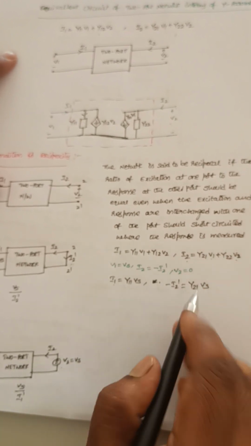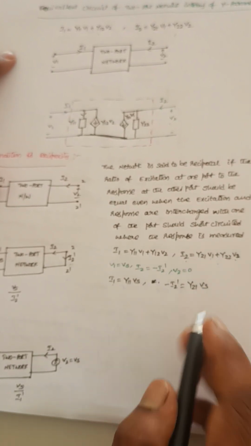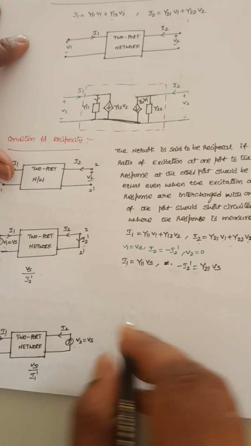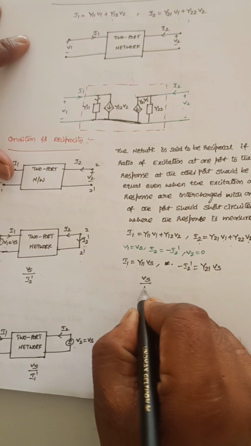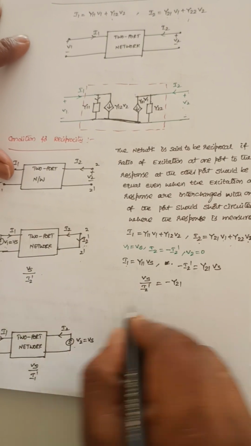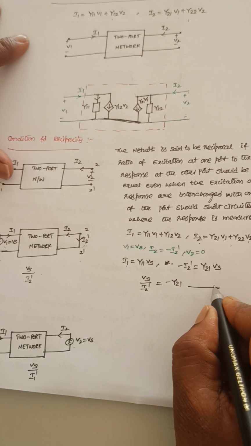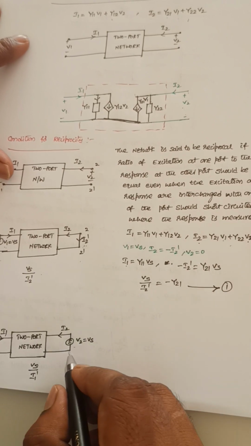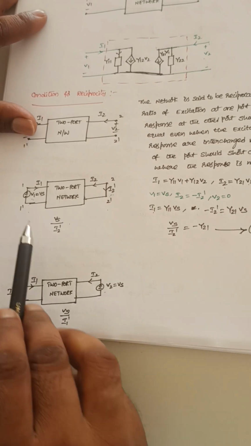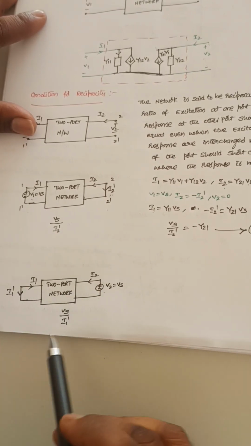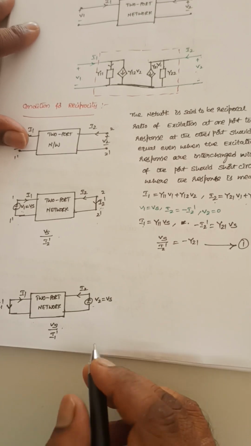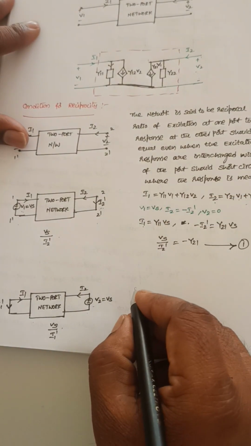If V2 is equal to 0, then it should be equal to 0. Now this Vs by I2 dash, I need to calculate. So this Vs by I2 dash is equal to, from this, minus Y21. Let me consider this equation as 1. And if I interchange this excitation and response, this is the diagram, and I need to calculate Vs by I1 dash for this circuit. So same expressions here.